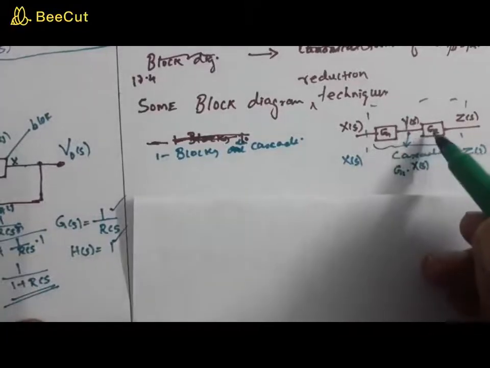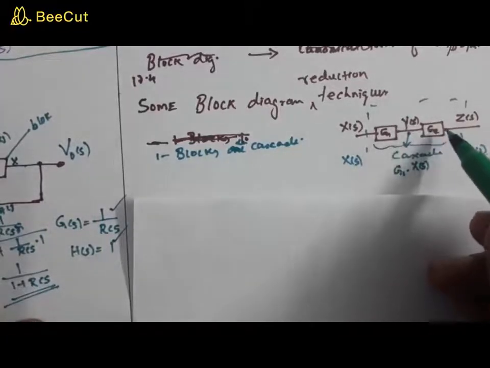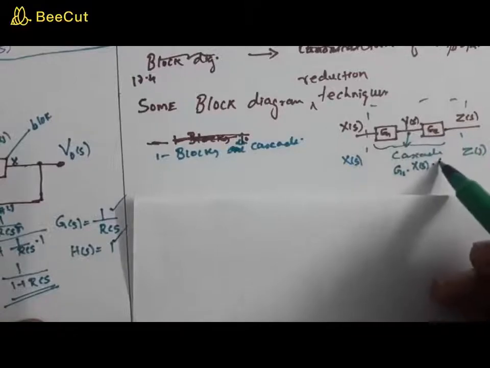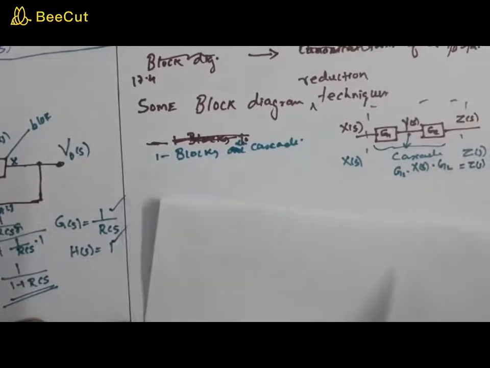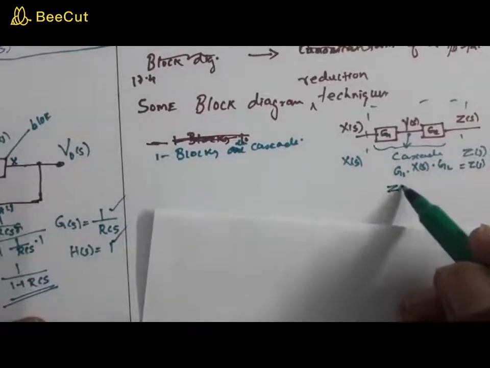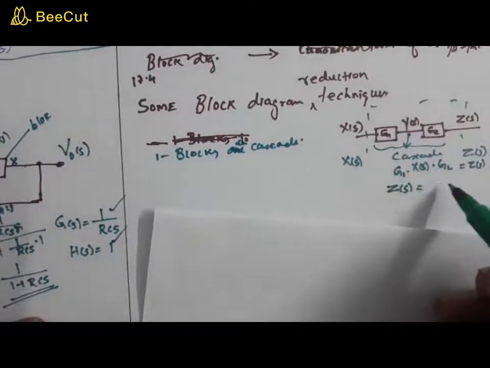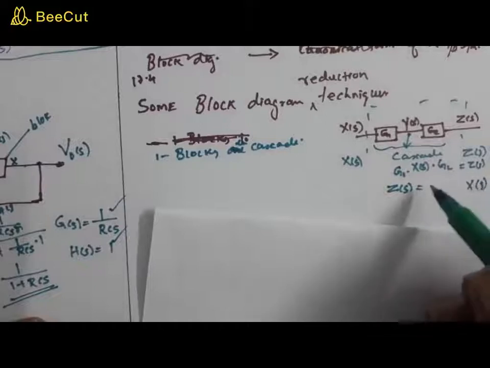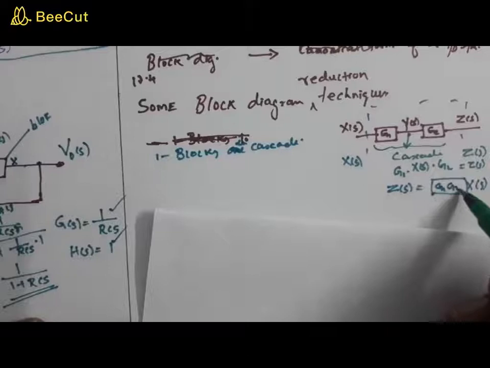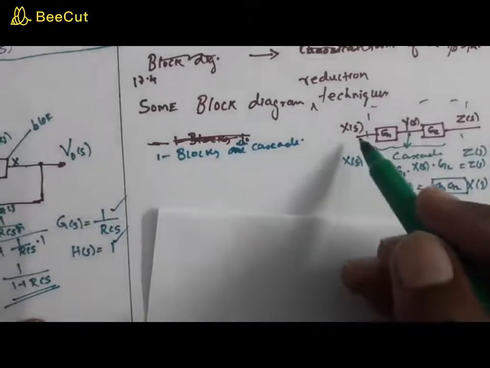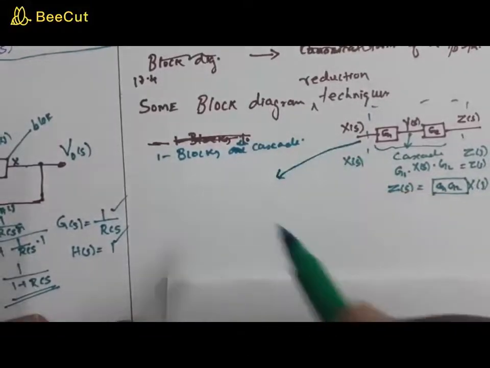Now this is the input to the g2 of s. Now what happens to this input? This also gets multiplied with g2 to get z of s. Basically, what is this z of s? Z of s is equal to x of s into, what is this? This is actually g1, g2 of s. So that means you can reduce this into a single block, right?